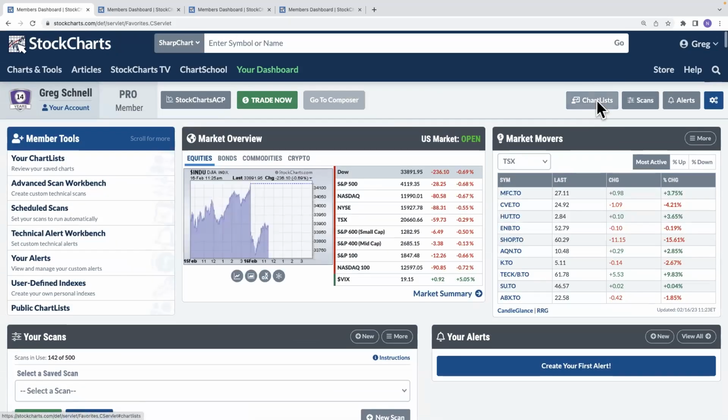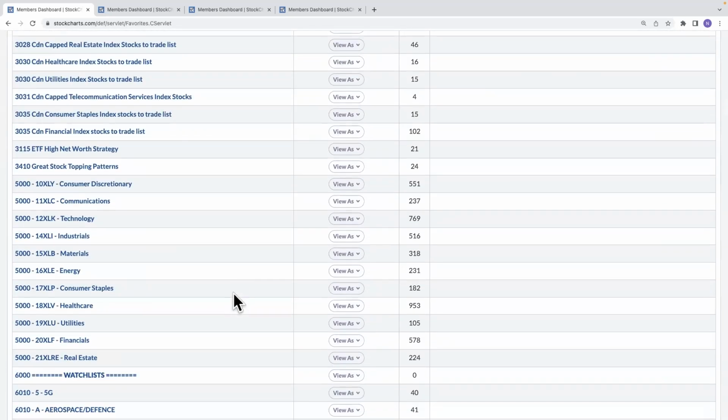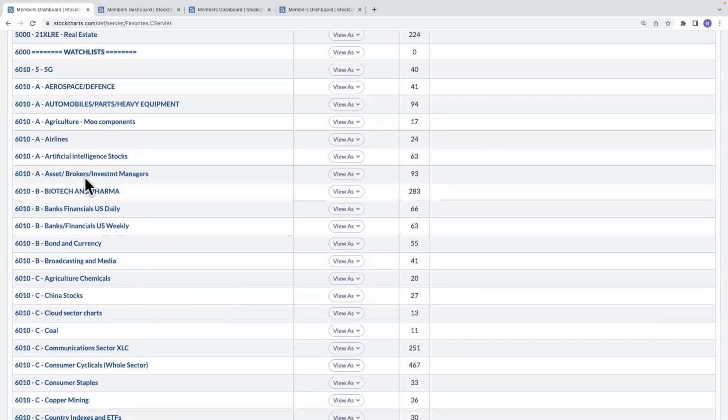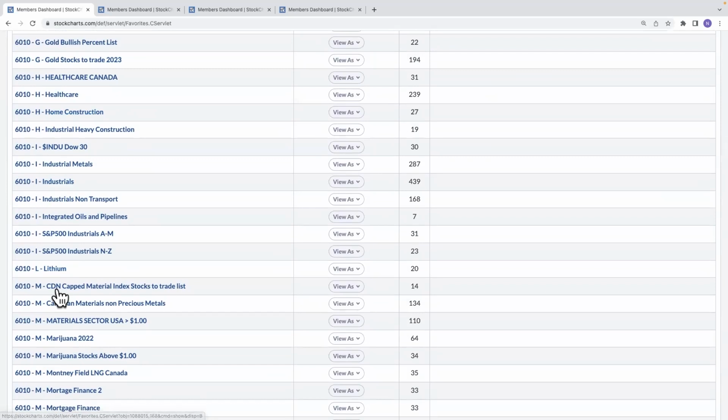So again, let's go down to chart lists. And I've got a whole group of charts set up here under what I call the 6000 series. And what I've done is, rather than having a chart list right at the top, I've set these up in the middle. But if somebody says automobiles are starting to move, or aerospace and defense are starting to work, I can quickly go look at a chart. And as part of this group, I've also got all of my indexes. So I could go down here.